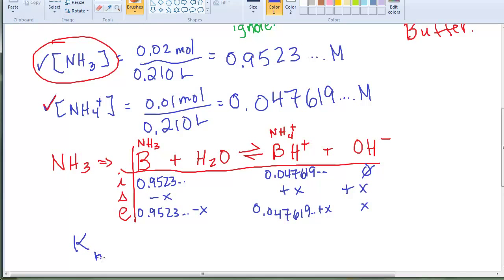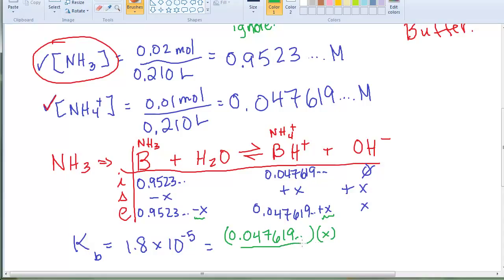And I set up my Kb value for ammonia, and Kb is 1.8 times 10 to the minus 5. I got that off the table. I'm going to go ahead and use the approximation that this plus X and minus X are small, so that I don't have to rewrite it over and over again. So I've got the BH plus concentration times the OH minus concentration divided by the NH3 concentration, and at this point I am solving for X. When I solve for X, I get 3.6 times 10 to the minus 5.